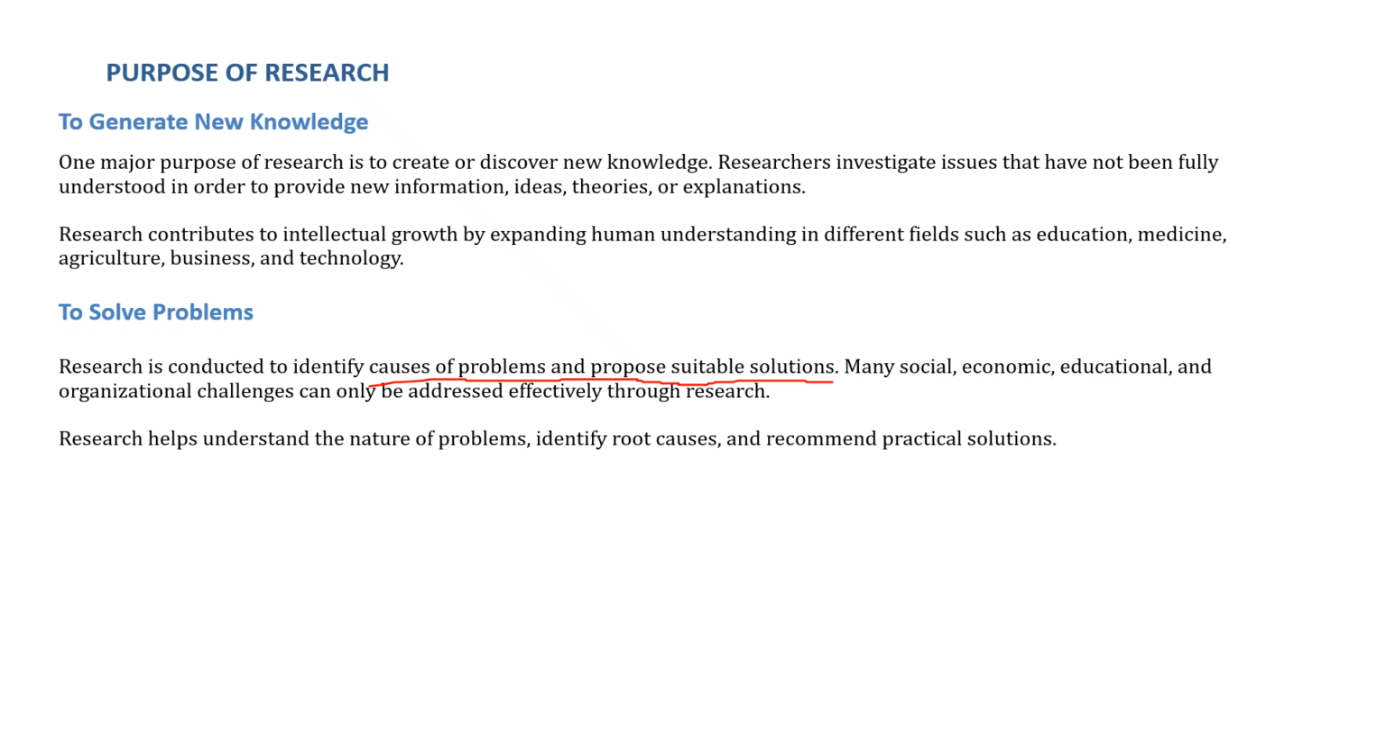Many social, economic, and educational challenges can be addressed effectively through research. So research is of great importance because it helps us understand the nature of problems, identify root causes, and recommend practical solutions.